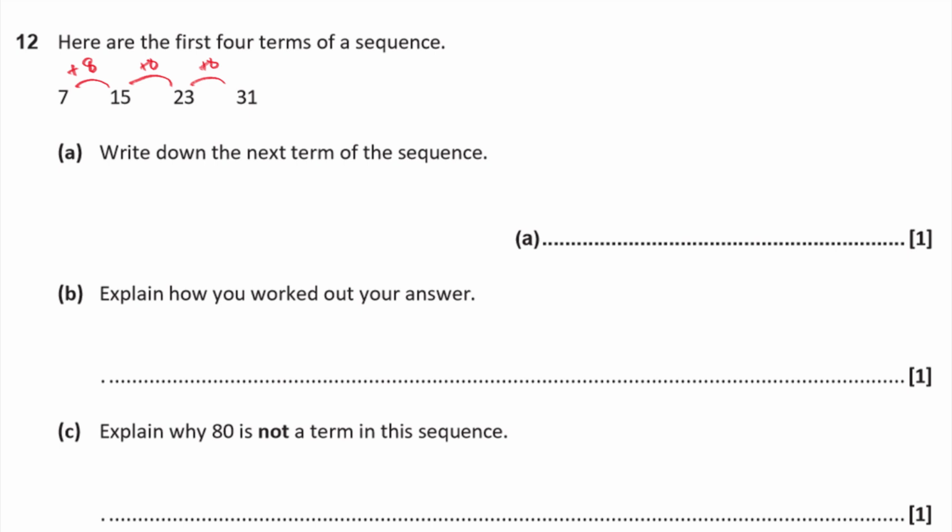So if I do the same thing and add another 8 on, that's going to take me to 39, isn't it? So the next term in the sequence is 39. Explain how you worked out your answer. I found the common difference was 8 and added this onto 31.